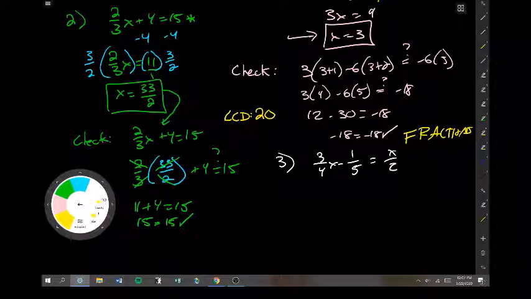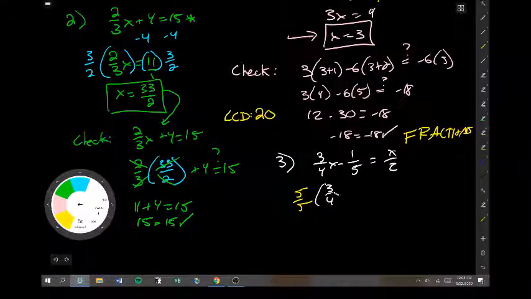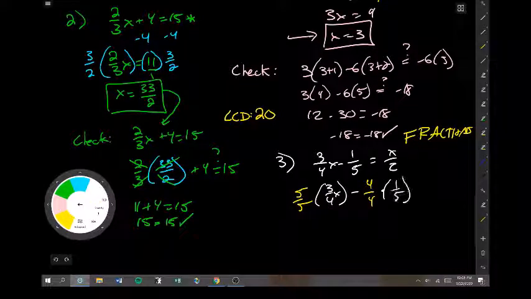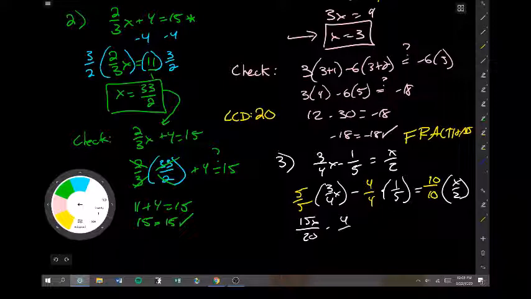Okay, the lowest common number is 20. So I'm going to make each of these fractions have a denominator of 20. The way that I do that is I multiply the first fraction by 5 over 5, the second fraction by 4 over 4, and the third fraction by 10 over 10. This now gets me 15x over 20 minus 4 over 20 equals 10x over 20.